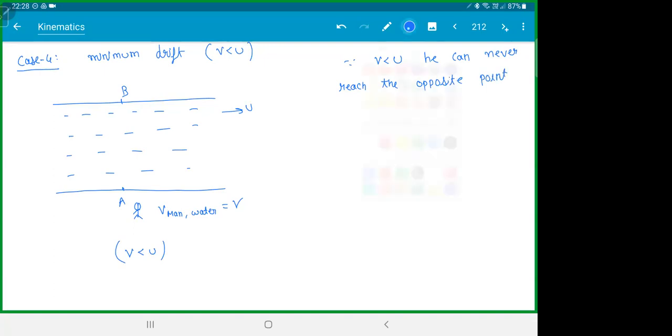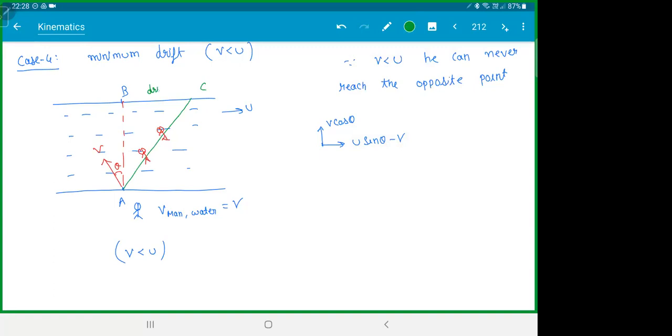So this is how we start. The story is always the same. Let the man swim at an angle theta. So the vertical velocity will be v cos theta. The horizontal velocity will be u sine theta minus v, meaning the person will go somewhere to point C. So this is what is happening, everyone. He's looking like this, but he's going along the green line.